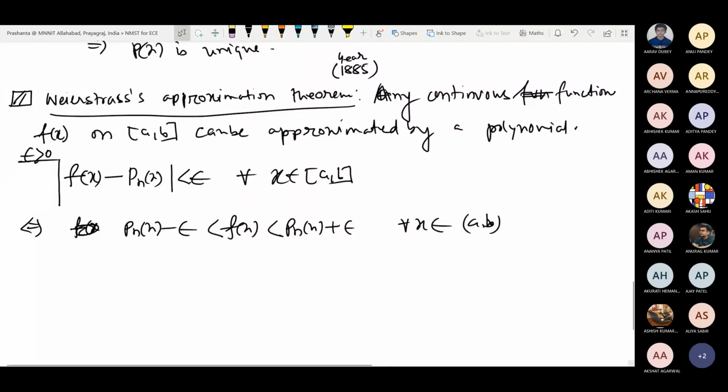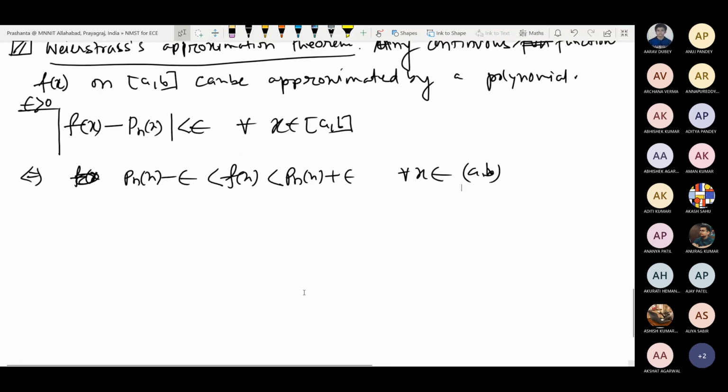So what is the statement saying? f of x. Tell me, what is this part? This part is a function, P_n(x) minus epsilon. Okay, that is a function. And P_n(x) plus epsilon, that is another function.